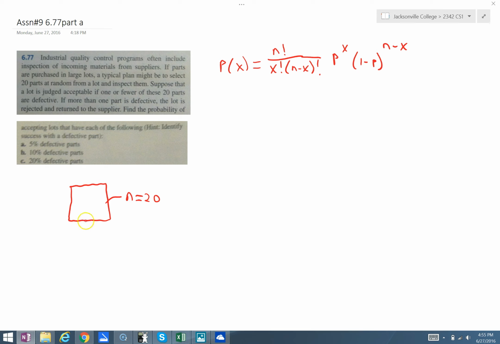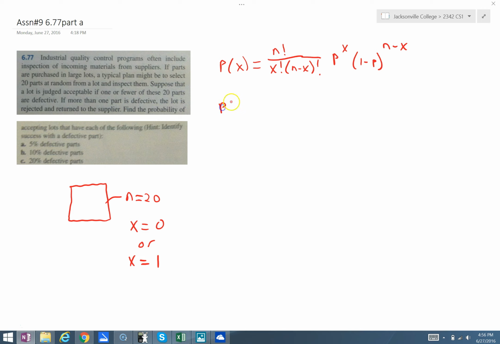So we don't know that there's exactly 5% defective in here, but in the long run, 5% of the parts are going to be defective. It's possible that all 20 were bad, even if only 5% are defective. Highly unlikely. But what we want to find is the chance that there are none defective, that is, x is 0, or there is one defective. So we have 20 total, that's our n. We want to know what is the chance that 0 are defective or 1. Well, let's use our formula.